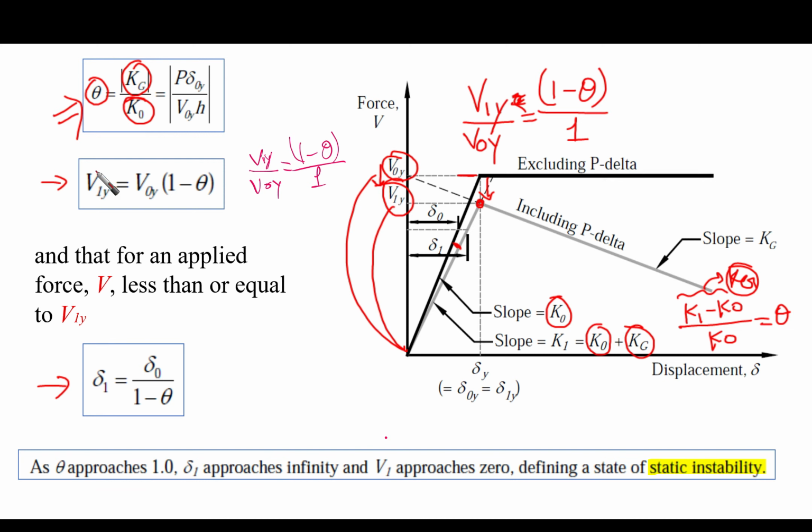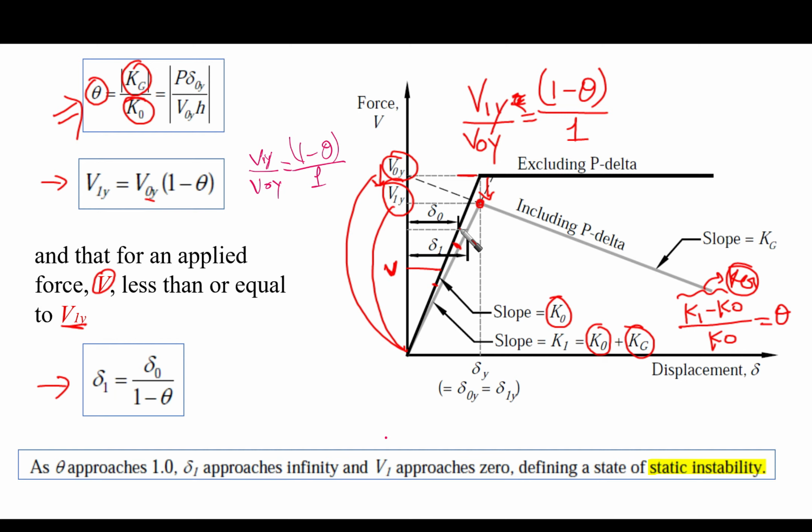Based on this, we can say that V1 yield equals V node yield times 1 minus theta. And that is for the yield, but what if we are designing at any other point here, for example, or here? So this is going to be only V, right? So for an applied force V, which is less than or equal to V1 yield, we are going to think about the corresponding displacement now. What is the effect on the corresponding displacement?